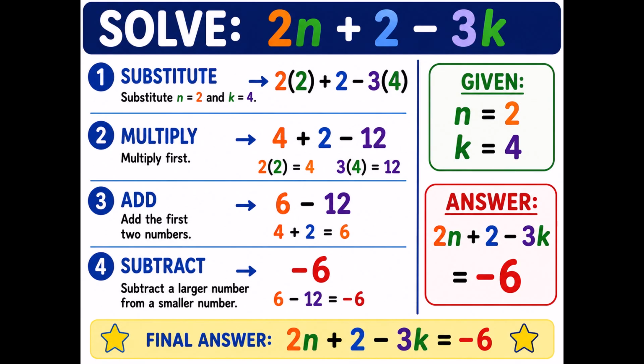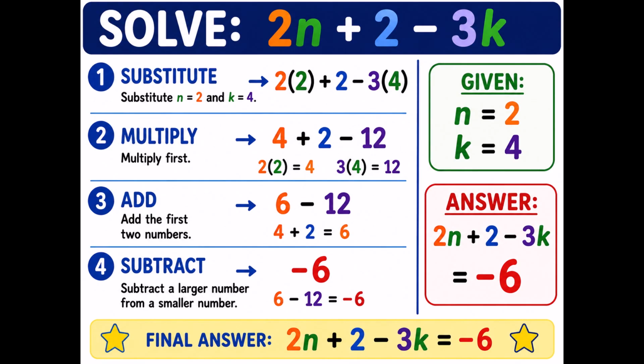Now we will substitute two variables. N will be 2 and K will be 4. So now we're going to write 2 times 2 plus 2 minus 3 times 4. Let's break that down. Let's do our parentheses first. 2 times 2 is 4. Bring the 2 down, so plus 2 minus 3 times 4.